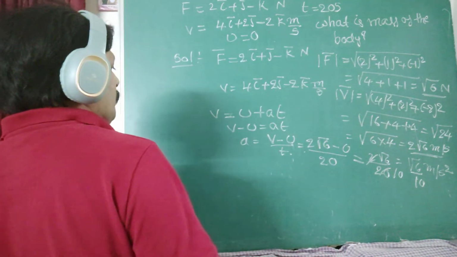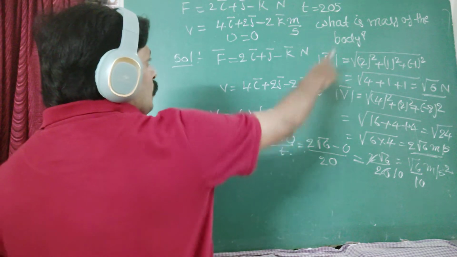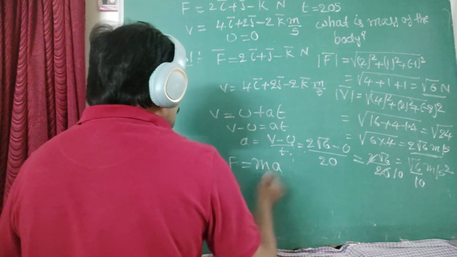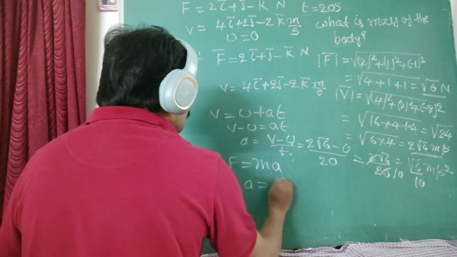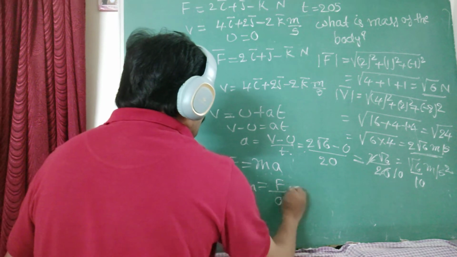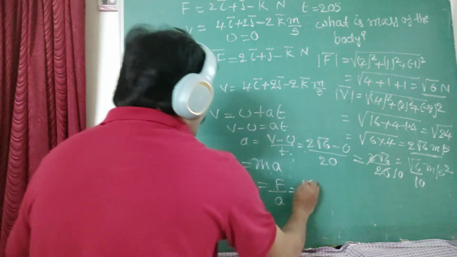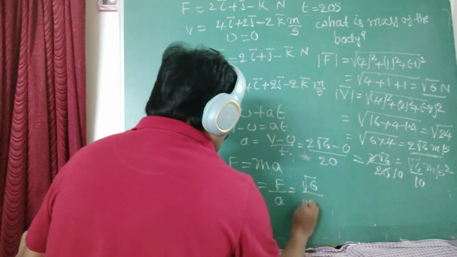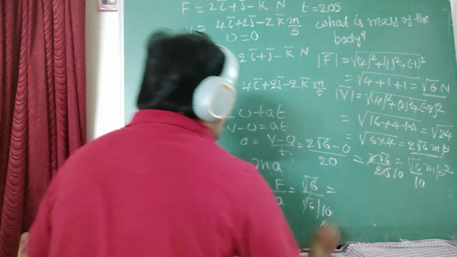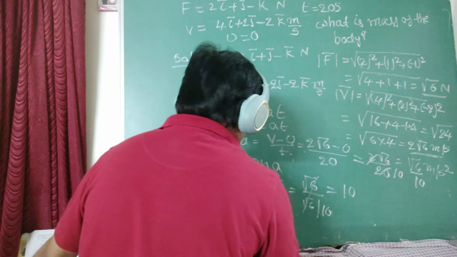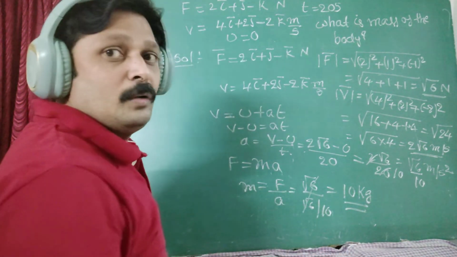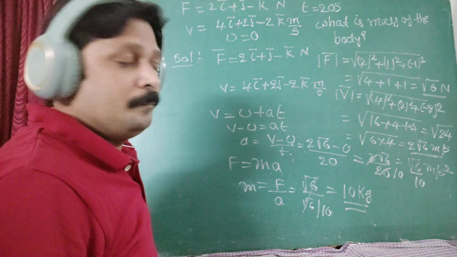Meter per second square. Then it will help us to find the value of the mass by using Newton's law. F equals ma. The required one is m. M equals F by A. What is the magnitude we already found? That is root 6 divided by root 6 by 10. By mathematical simplification, the value you got is 10, mass expressed in kilogram. This is your result. M equals 10 kilogram.